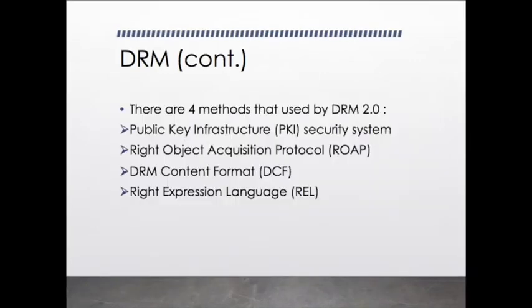There are four methods used by DRM 2.0. First is Public Key Infrastructure or PKI security system. Second is Rights Object Acquisition Protocol or ROAP. Third is DRM Content Format or DCF. And the last is Rights Expression Language or REL.